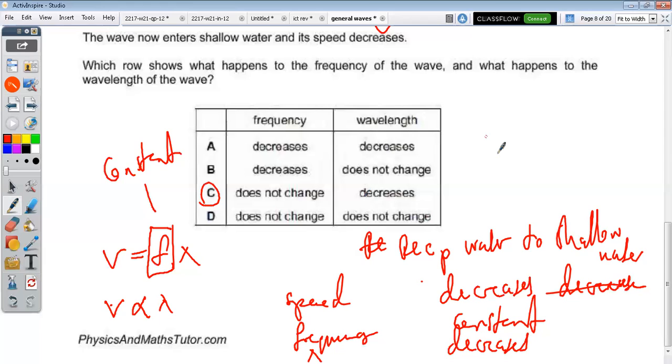So if I was doing the opposite, from shallow to deep water, I expect the speed to increase, as we said. We also expect the wavelength to increase, but the frequency to always remain what? Constant.